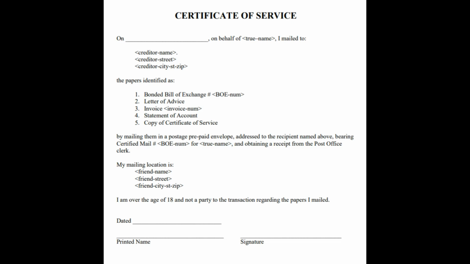By mailing them in a postage prepaid envelope addressed to the recipient named above, bearing certified mail number, BOE, true name, and obtaining a receipt from the post office clerk. My mailing location is: I am over the age of 18 and not a party to the transaction regarding the papers mailed. So this is just a witness statement, essentially, is what that's going to be, in case you have to bring these people to court, because you may.